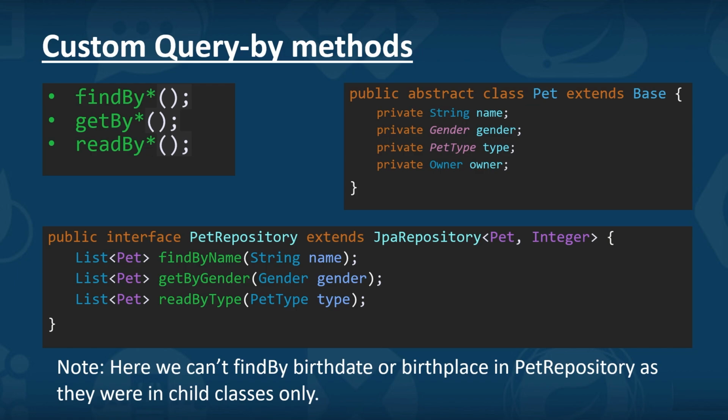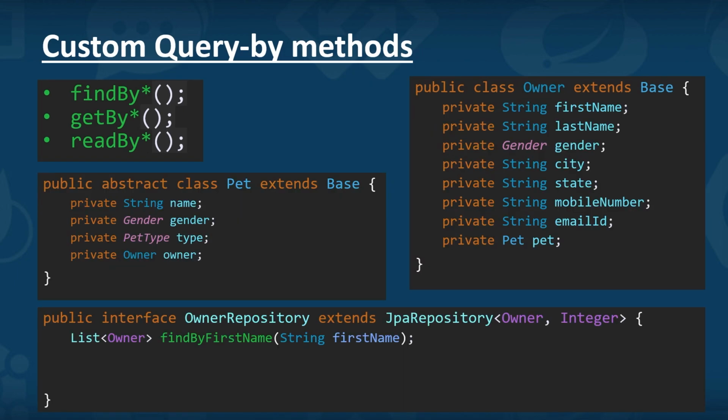If you say no, I still want to find by birth date, then you need to create a separate interface, saying domestic pet repository extends JPA repository. If you say I want to find by birthplace, then you need to say wild pet repository extends JPA repository. Other things are fine. In that domestic pet repository or wild pet repository you can find by name, gender and type, because these options will get inherited, and I hope that is fine with us. This is normal Java inheritance, so that is going to work, and this I want to highlight here.